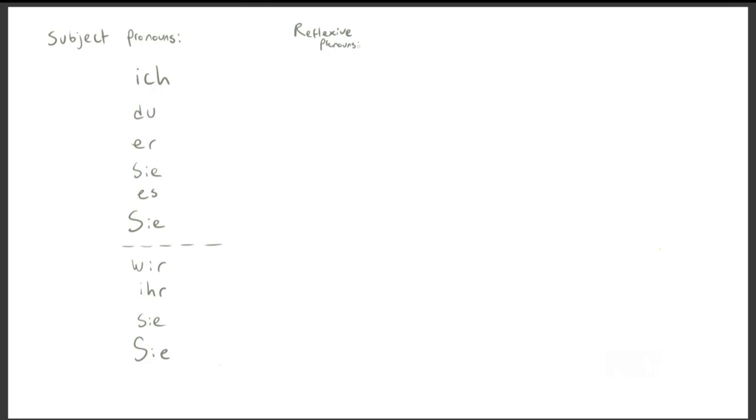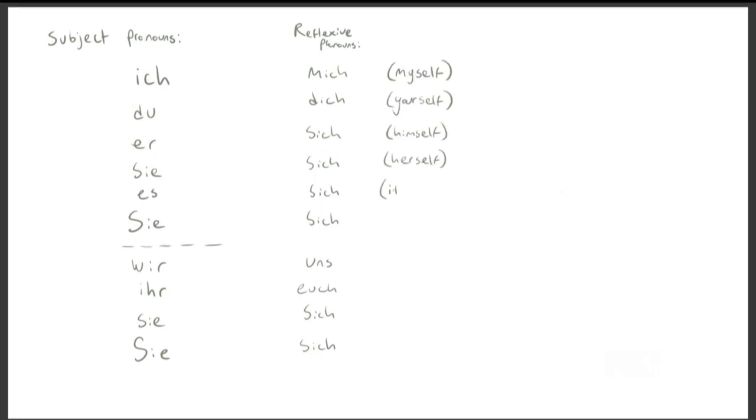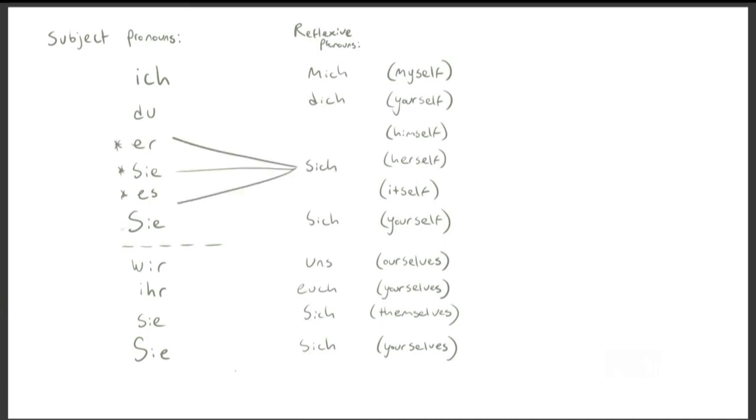The subject pronouns in German are ich, du, er, sie, es, sie, wir, ihr, sie, sie. Now let's look at the reflexive pronouns that correspond to them. Mich, dich, sich, sich, sich, sich, uns, euch, sich und sich. As we have been saying all along, these reflexive pronouns reflect back to the subject. One thing you notice is that in German, in contrast to English, there are a lot of reflexives that are the same. In fact, all of the third person pronouns and the polite form sie are sich.